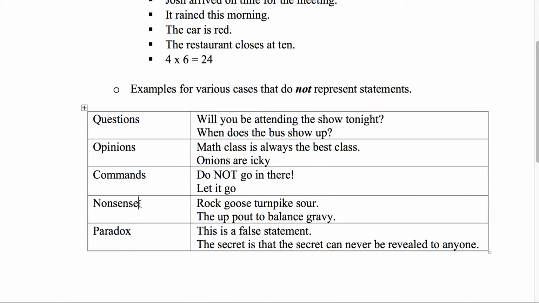And then we talked about nonsense sentences like "rock goose turnpike sour" or "the up pout to balance gravy," things that don't make any sense. Nonsense sentences are not statements. And finally, we talked about paradox sentences. We talked about how these were things that kind of seemed to talk in a circle, like "the secret is that the secret can never be revealed to anyone." Okay, paradox sentences are not statements.